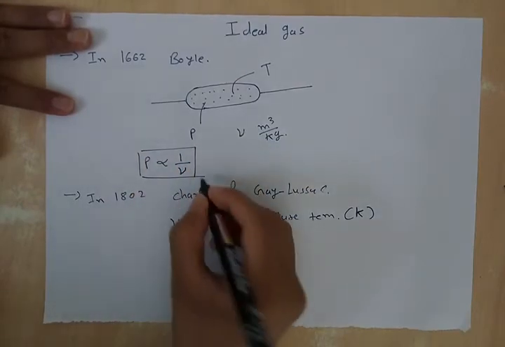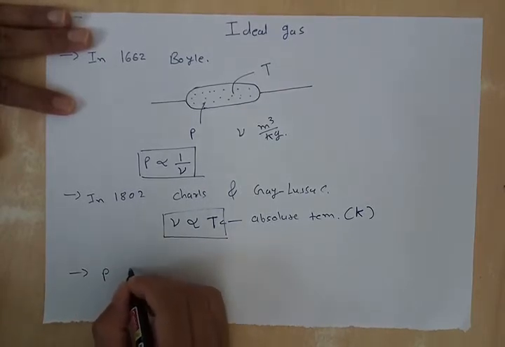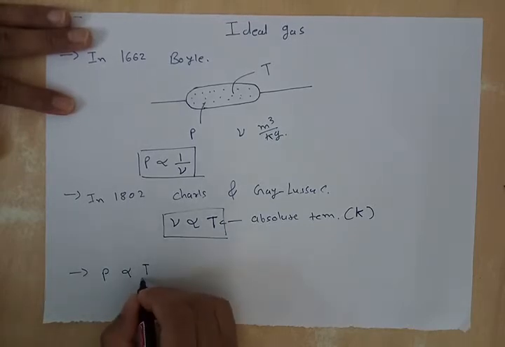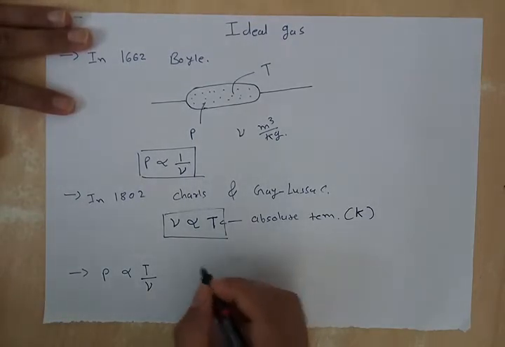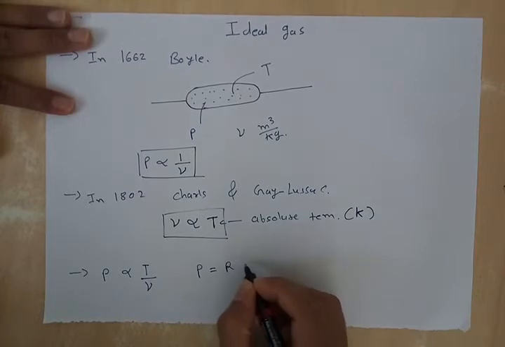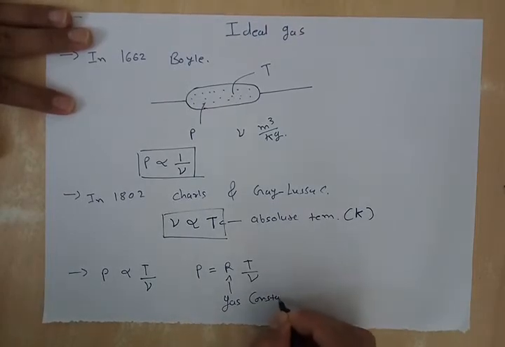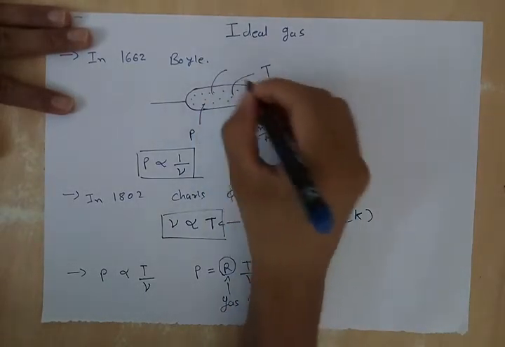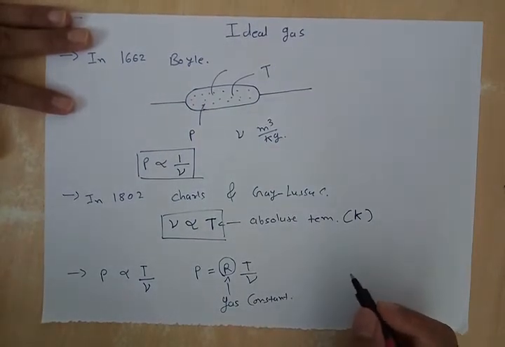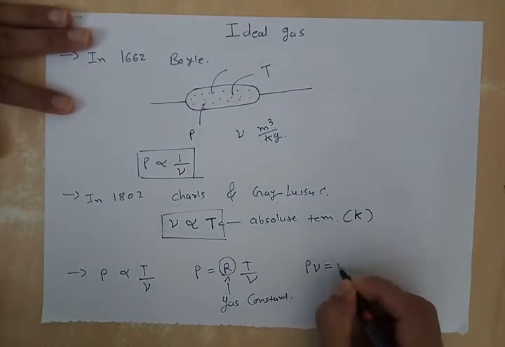Now from these two equations we can say that pressure is directly proportional to temperature and inversely proportional to specific volume. Now if you remove this proportionality sign, then you will get a proportionality constant. This R is a gas constant. Now value of R is dependent on what type of gas is in this vacuum tube. Hence we can write this equation Pv is equal to RT.